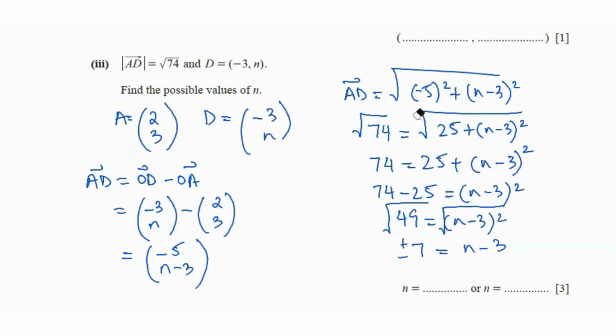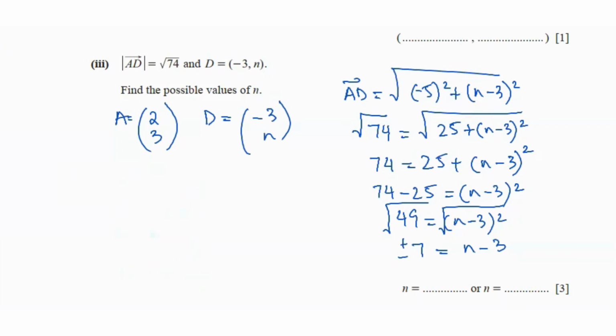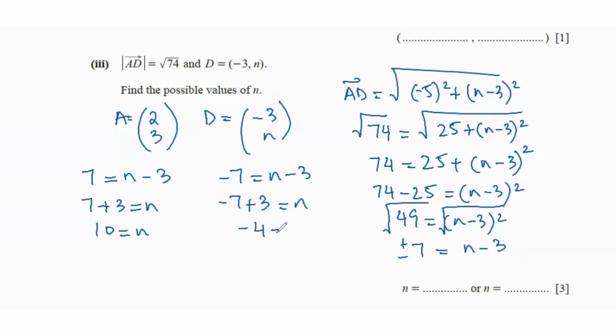So one equation is 7 equals n minus 3, and the other is negative 7 equals n minus 3. 7 plus 3 is n, which is 10, and negative 7 plus 3 is negative 4. So n is 10 and n is negative 4.